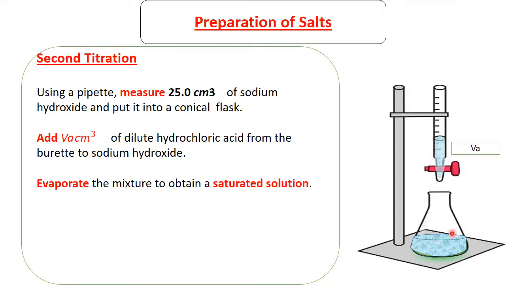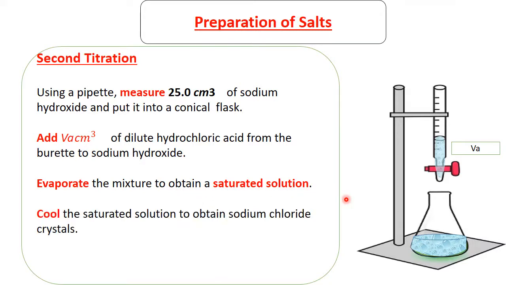So once you have this mixture, how do you get the soluble salt? A soluble salt, you won't be able to see it as in precipitation. It is there but already dissolved. So how are you going to get it? The way to get it is you have to use evaporation or crystallization. How? You have to evaporate the mixture to obtain a saturated solution. Once that is done, you have to cool down the saturated solution to obtain sodium chloride crystals.